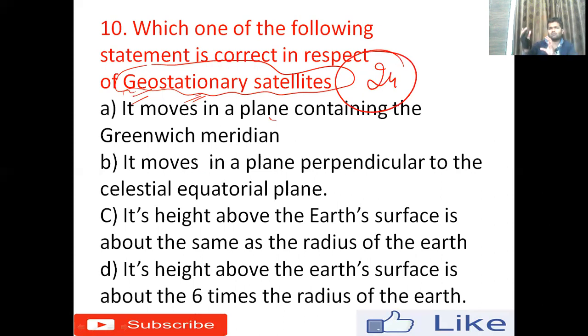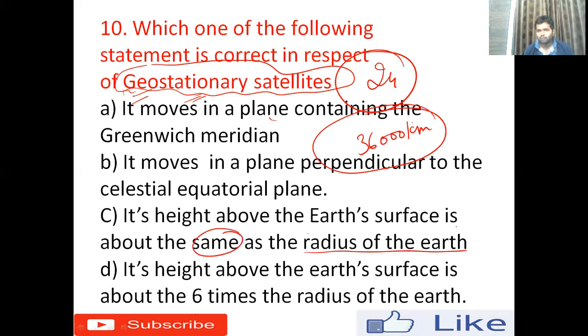It looks fixed. If you look at that particular satellite, it will look fixed because we are also rotating, and it rotates with the same speed as the Earth. In general, it will be placed around 36 thousand kilometers from the Earth's surface. Option A is it moves in a plane containing the Greenwich meridian. Option B, it moves in a plane perpendicular to the celestial equatorial plane. Option C, its height above the Earth's surface is about the same as the radius of the Earth.